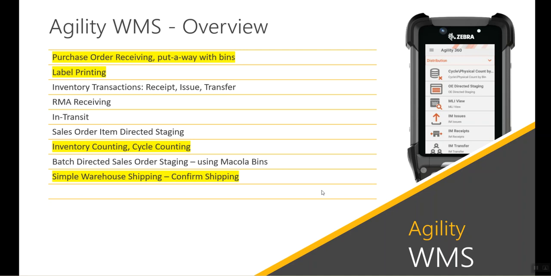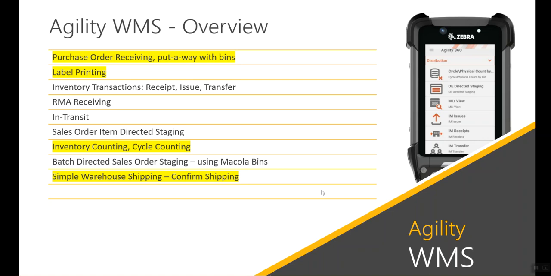The WiSys Agility Warehouse Management System has a number of components built into it. I'm going to focus here on 4 of them today so you can get the basics. PO receiving with a put away option to a bin. You're going to hear me print a label that goes along with the product.